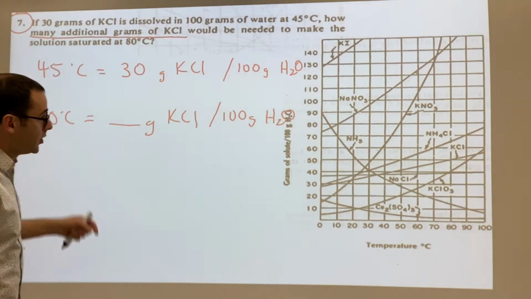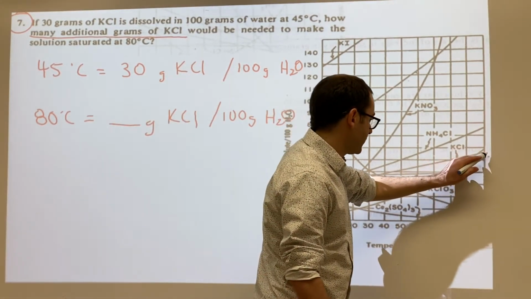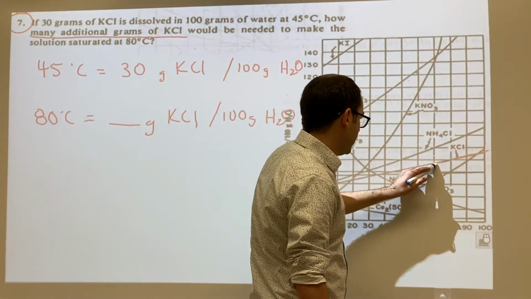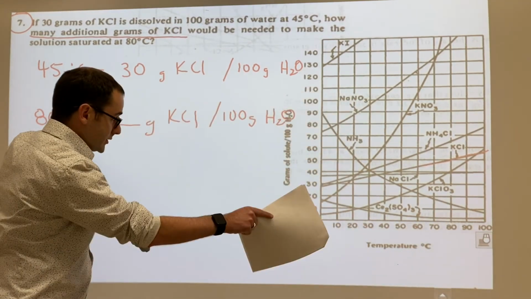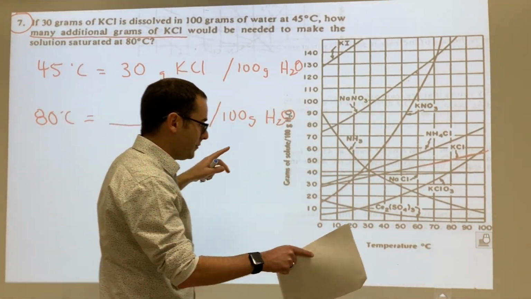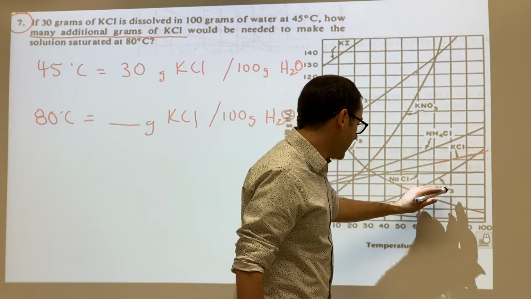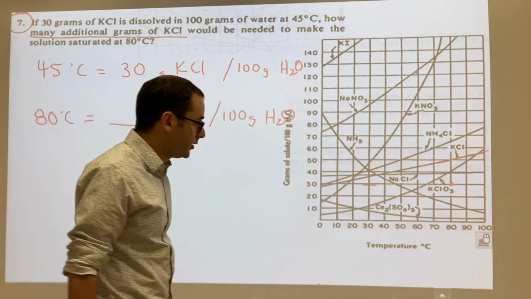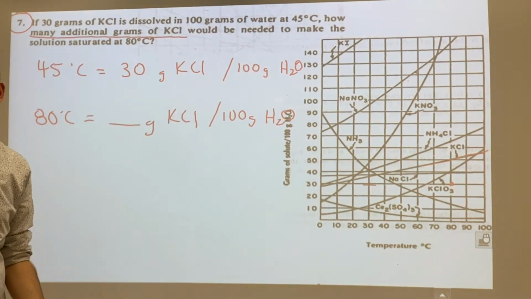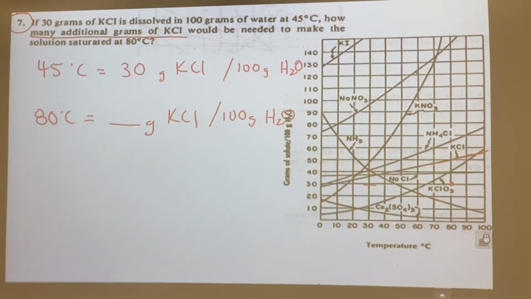Well, let's find out. Where's KCl? KCl is over here, right? And we're at 80. All right, so we're at 80 degrees. And how much do we have when we're starting this? We only have 30, right? So is it touching the line? No. They kind of told us that too, right? Because they said how many grams you have to put in there.